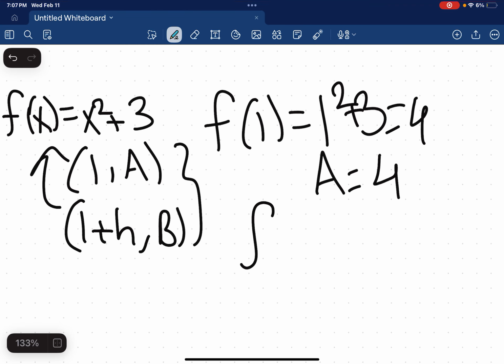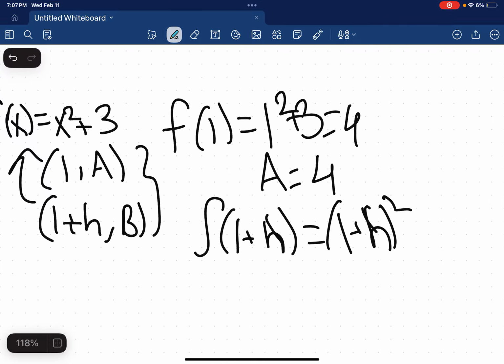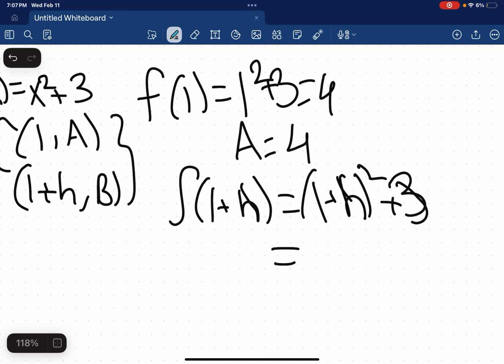And we have f of 1 plus h, and that's going to be equal to (1 plus h) squared plus 3. And that's just all equal to, once you simplify that, 4 plus 2h plus h squared.